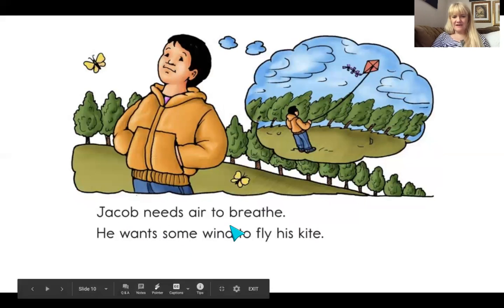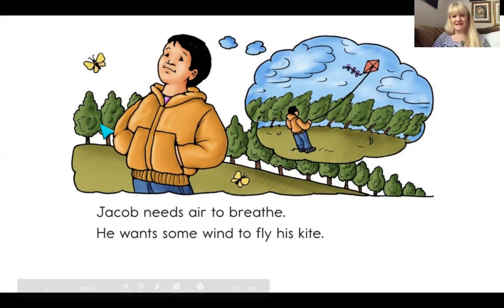Jacob needs air to breathe. He wants some wind to fly his kite. So in this picture here, you can see that the day is very calm and still. He can't fly his kite because there's no wind, but he has air to breathe.